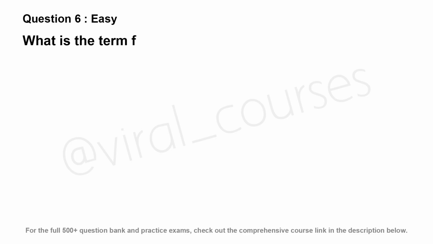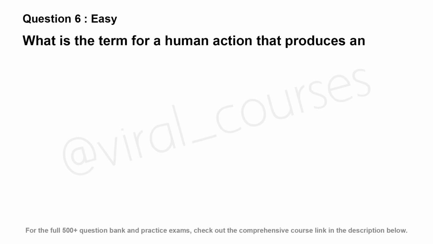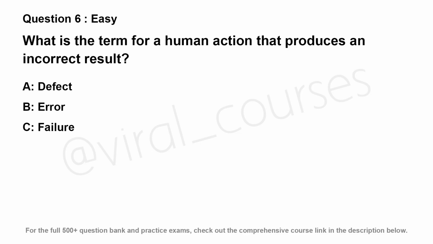What is the term for a human action that produces an incorrect result? Option A, defect. Option B, error. Option C, failure. Option D, bug.